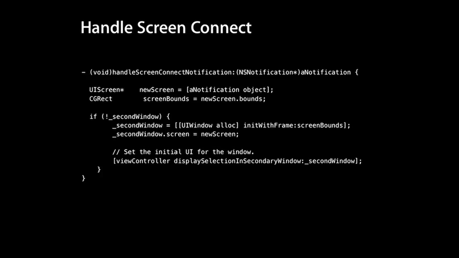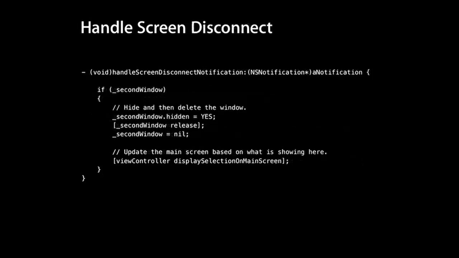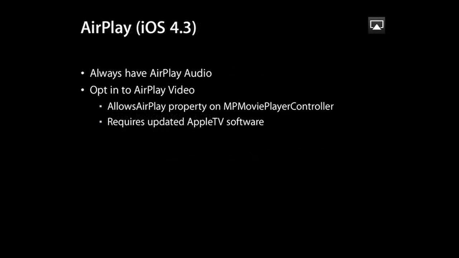We're going to allocate a window associated with that screen and set the screen as the screen object for that window. Once we've done that, all we need to do is tell our application to adjust the UI for having that second screen. Now, when we get a screen disconnection notification, we essentially do the inverse. We need to hide that window, get rid of it, and update our UI to reflect that that window is no longer there.